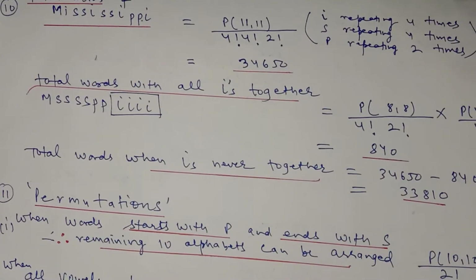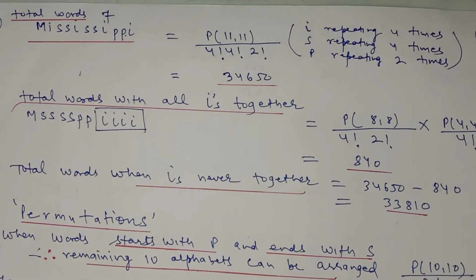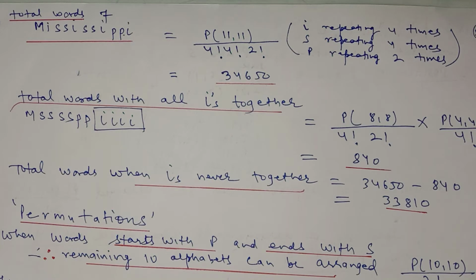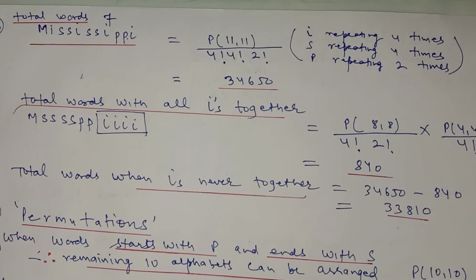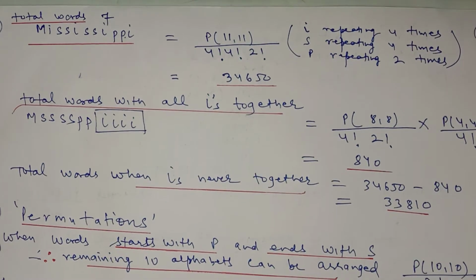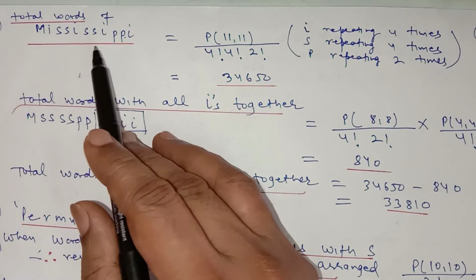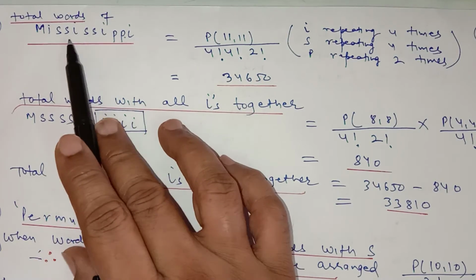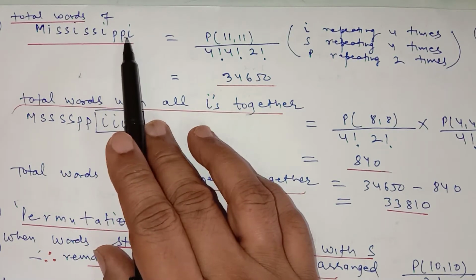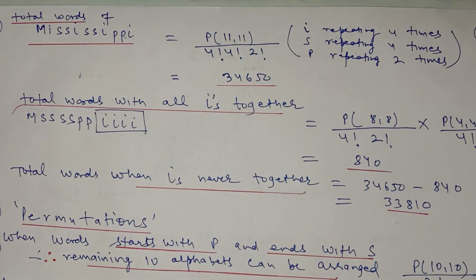Now in question number 10, see it very carefully. There is a word MISSISSIPPI. See it very carefully. In this we have a total of 11 alphabets, in which M is repeating 1 time, S is repeating 4 times, I is repeating 4 times, and P is repeating 2 times. So how many words can you make out of it?